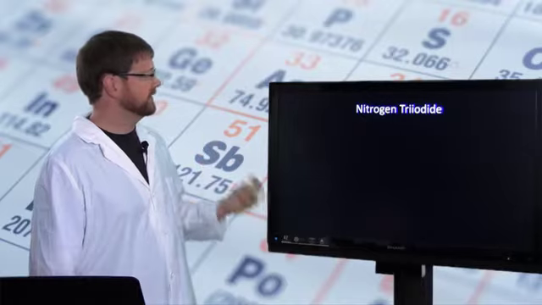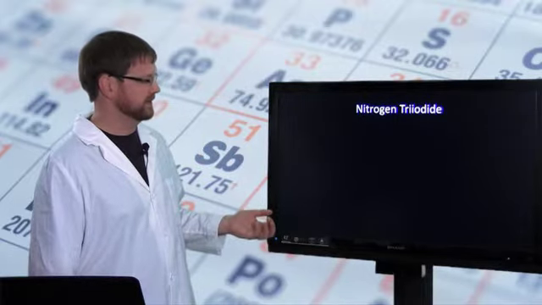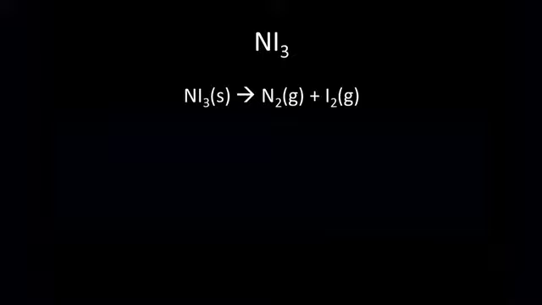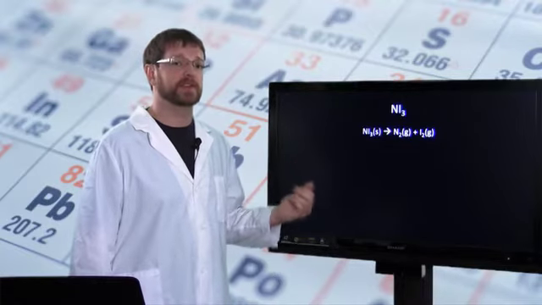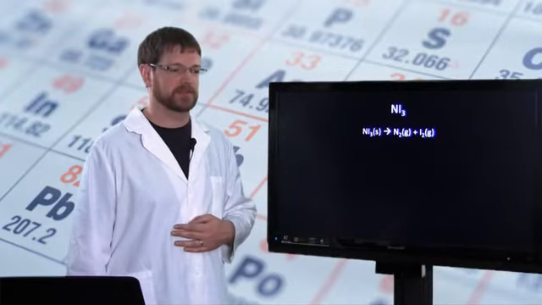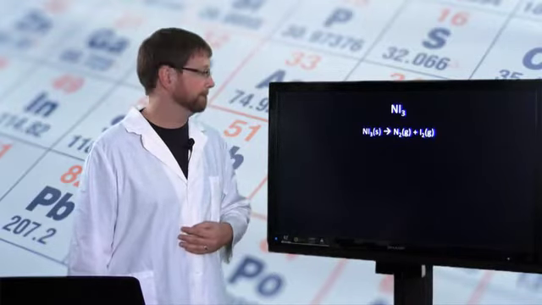So, the chemical equation for this reaction is nitrogen triiodide decomposes to nitrogen and iodine. Now, for practice, balance this equation, and when we come back, we'll go through it to see if you were correct.